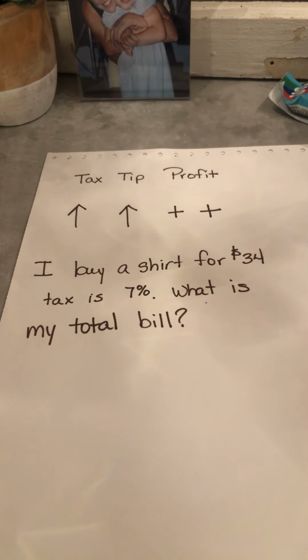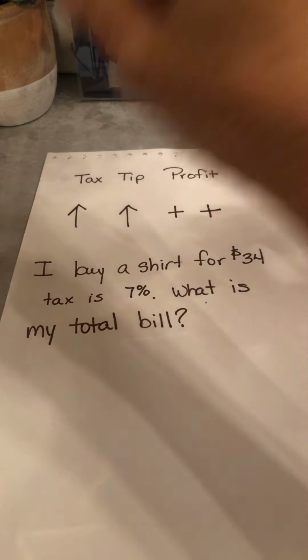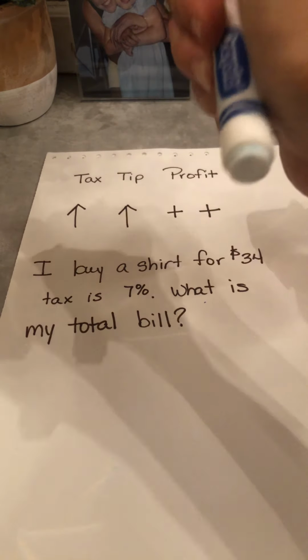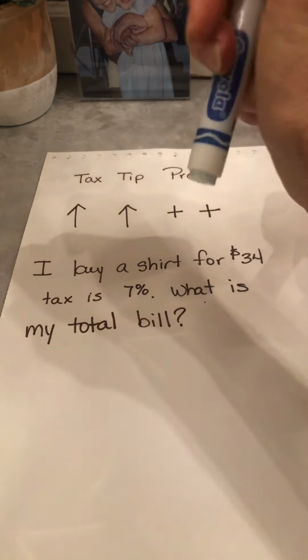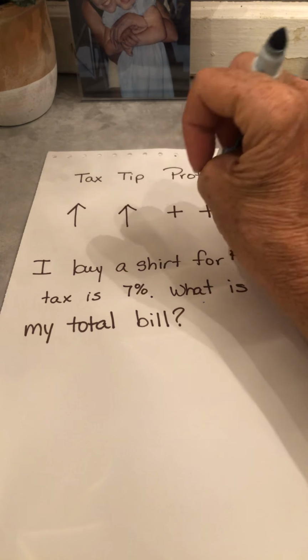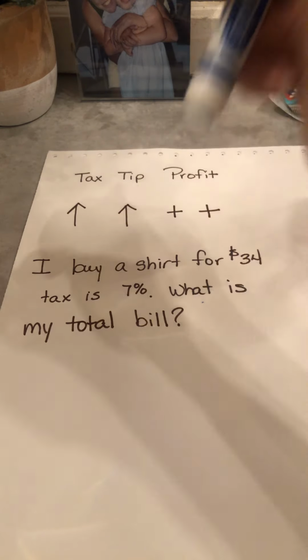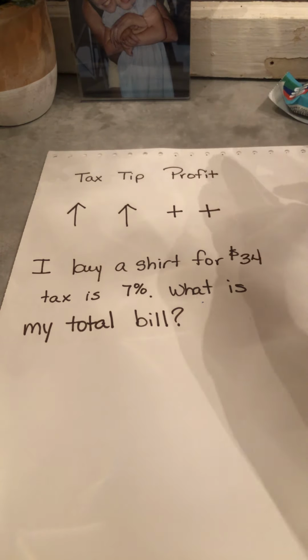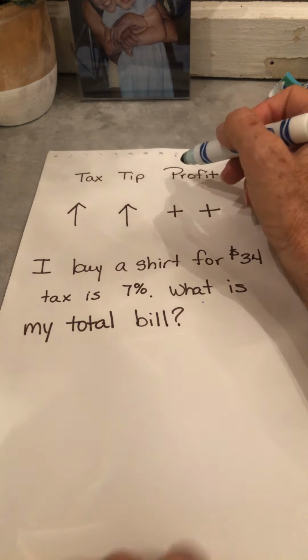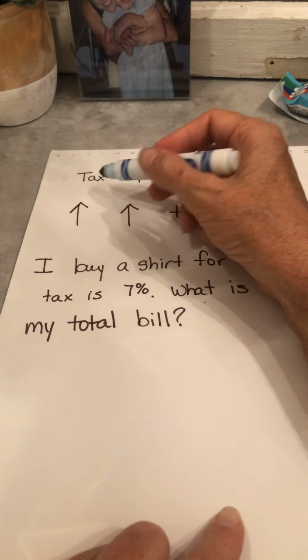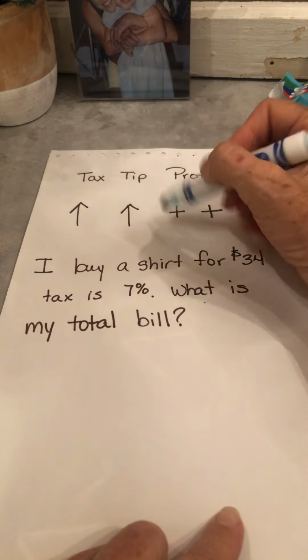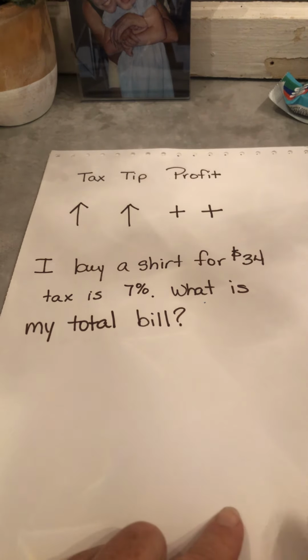Tax, tip, and profit. Okay, whenever you pay tax, your bill gets bigger. Whenever you leave a tip, your bill gets bigger. Whenever you are in your own business and you sell something for a profit, the price is bigger than what you paid for it because you want to make money. So tax, tip, and profit, remember your price is always going to go up. It's always going to get bigger because you're going to add to it. So, for instance, I buy a shirt for $34. Tax is 7%. What is my total bill?